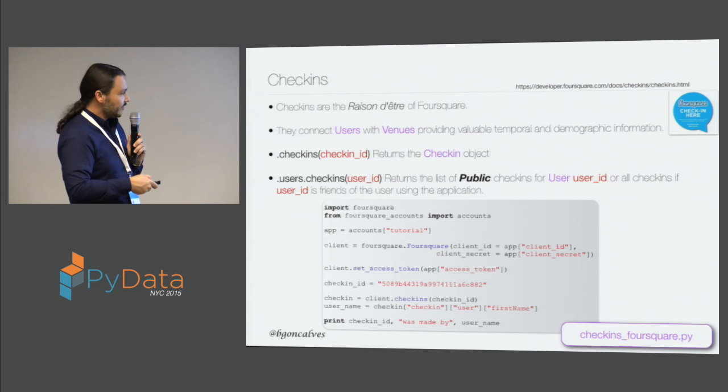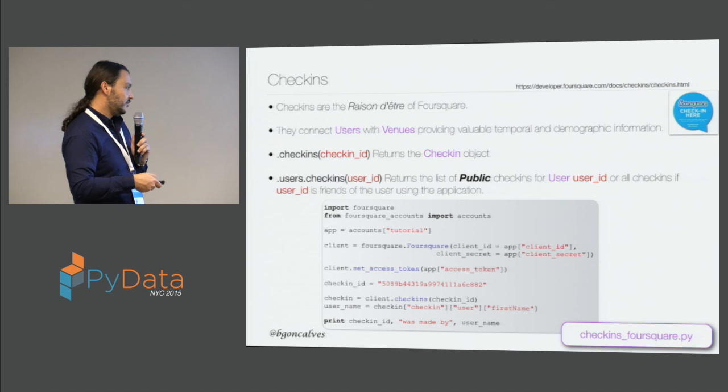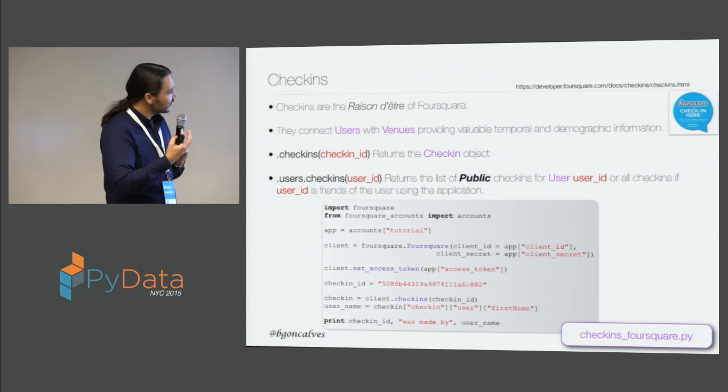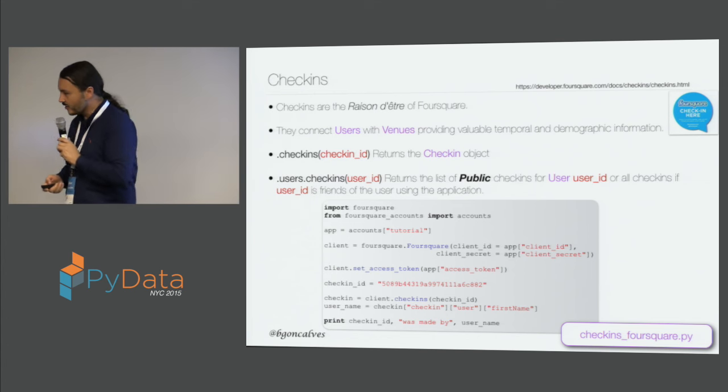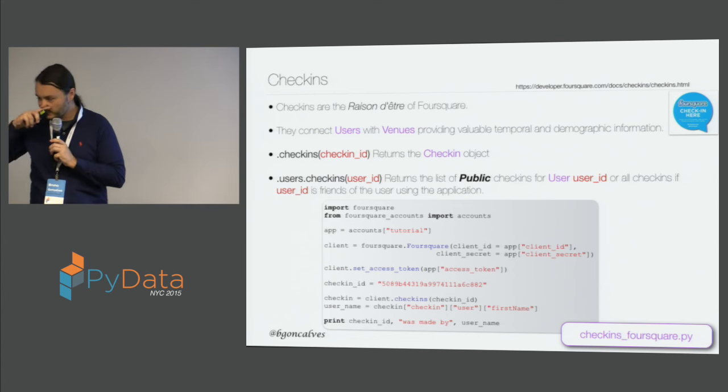So the way it works is the same way. You authenticate, you use a check-in ID, and now you use the check-ins interface to get information. You can also get information about the user. And you can see, if I remember correctly, this check-in ID was done by Barack Obama, because it's one of the public check-ins I was able to find some time ago.